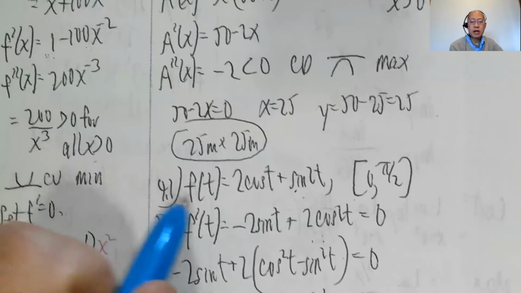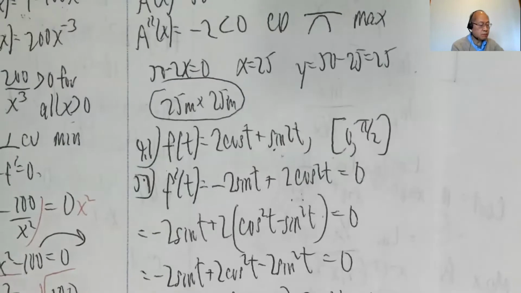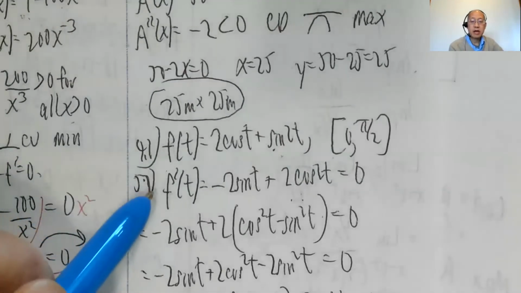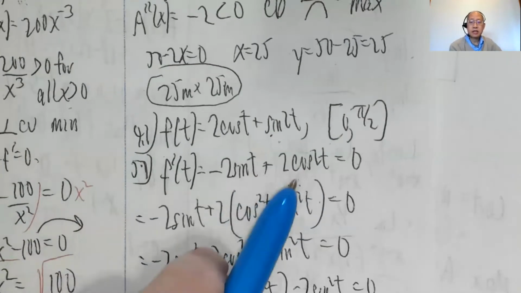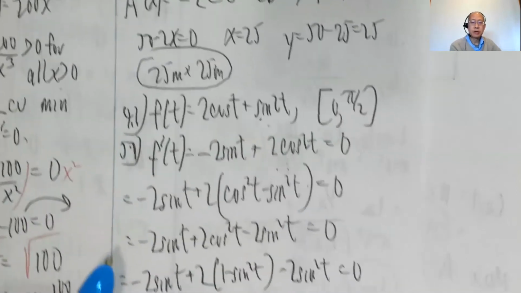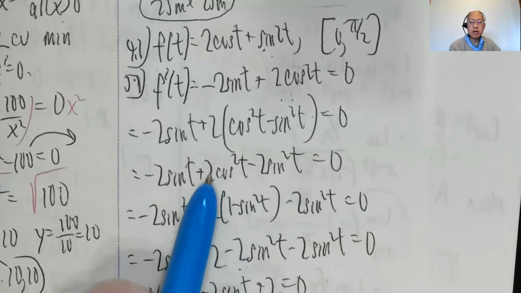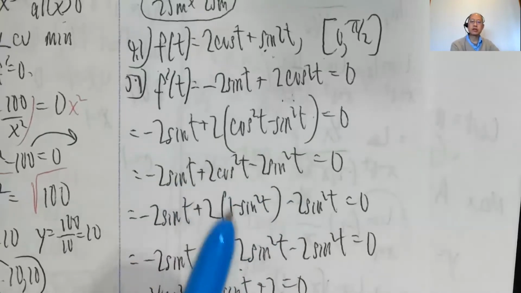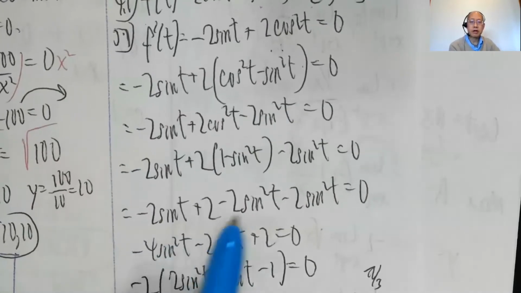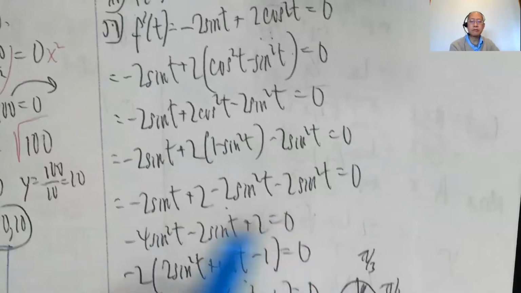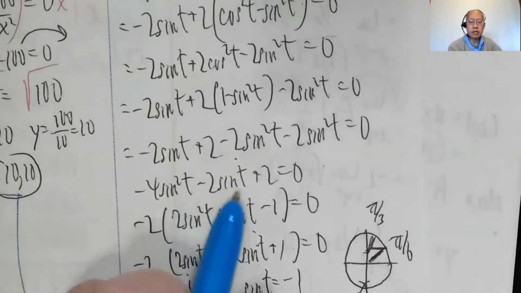In 4.1, f of t is 2 cosine t plus sine of 2t on the interval from 0 to pi over 2. Okay, so we're looking for max and min. F prime of t is negative 2 sine t plus 2 cosine 2t. Okay, change this to cosine squared minus sine squared. Distribute: negative 2 sine t plus 2 cosine squared t minus 2 sine squared t equals 0. I need to have just one trig function, so I'll change cosine squared to 1 minus sine squared t. Distribute: minus 2 sine t plus 2 minus 2 sine squared t minus 2 sine squared t is 0. Combine like terms. Negative 4 sine squared t minus 2 sine t plus 2 equals 0.